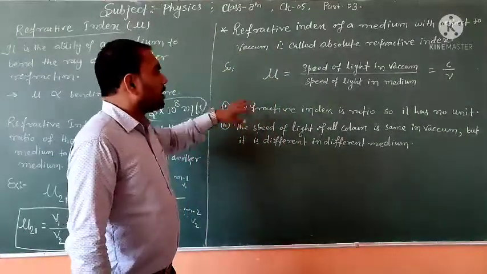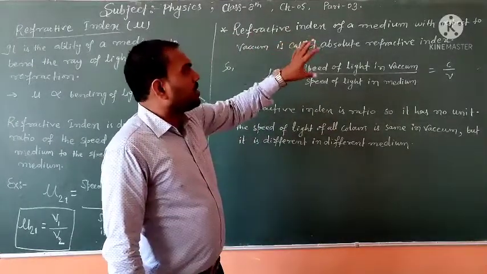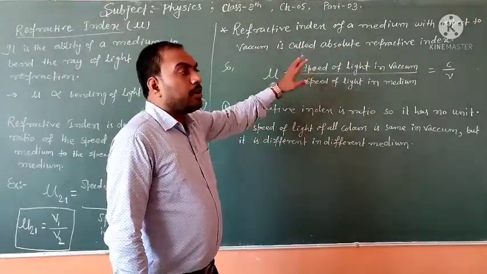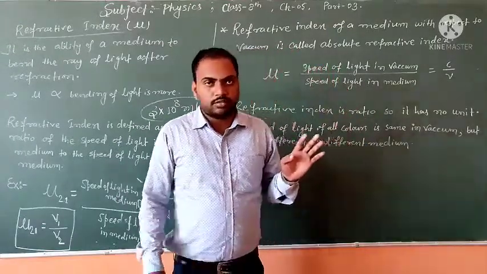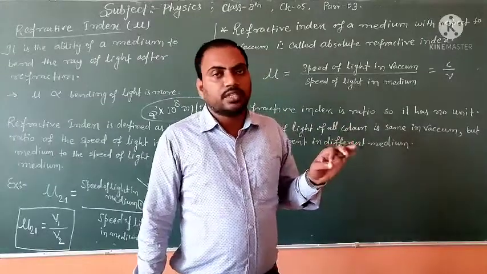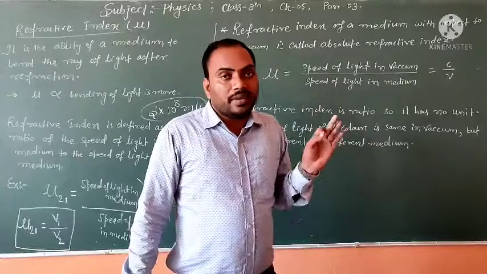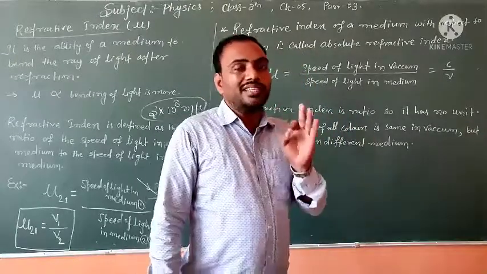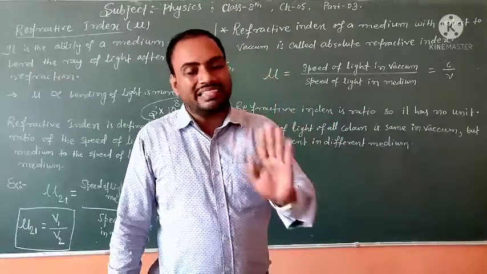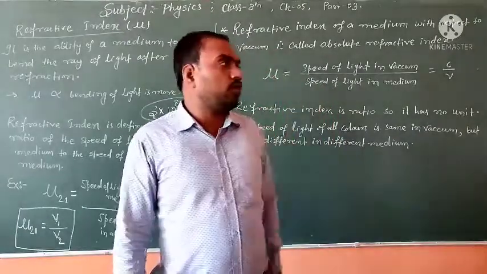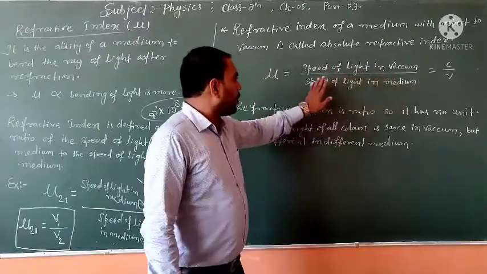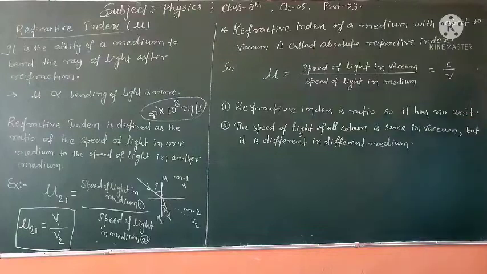That's how we compare. So the refractive index of a medium with respect to vacuum is called the absolute refractive index. If you take water, the refractive index of water with respect to vacuum is called the absolute refractive index of water. Likewise for diamond, it is the absolute refractive index of diamond with respect to vacuum. It is represented by simple mu: the speed of light in vacuum upon the speed of light in medium, that is, mu is C by V, C for speed of light in vacuum and V for speed of light in medium.